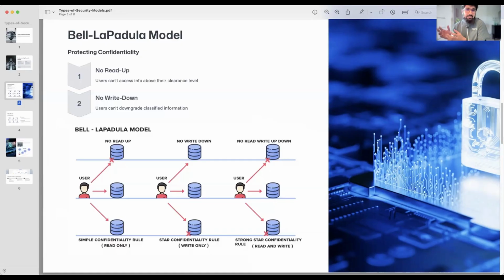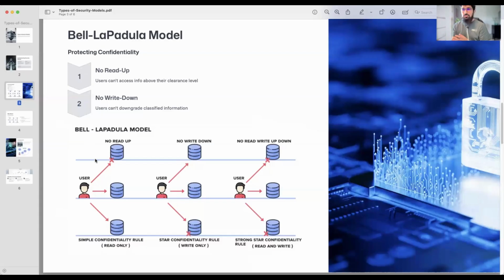This lattice-based security concept established a multi-level security system with clearly defined access rules and security classifications, such as top secret, secret, and confidential. So you have different layers of classification. We have three rules implementing two major concepts, right? The first concept is called no read up.